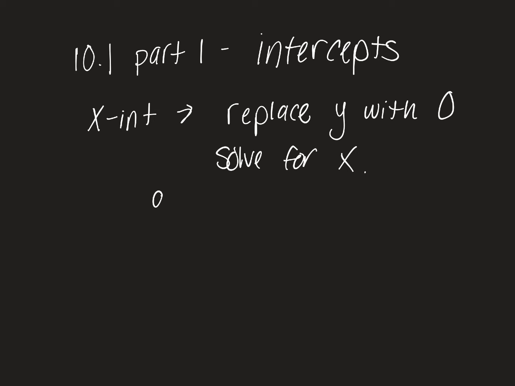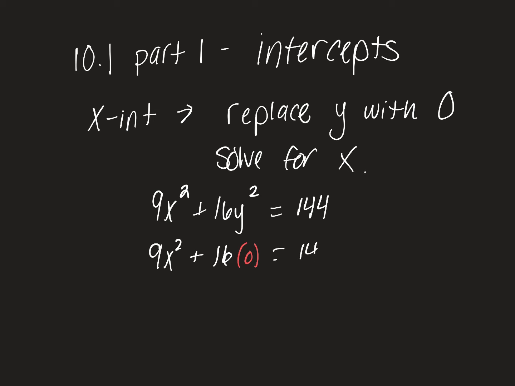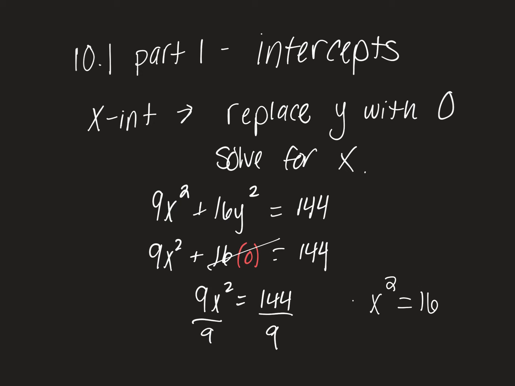So let's say we have the equation 9x squared plus 16y squared equals 144. We're going to replace y with 0. So 16 times 0 cancels out. You have 9x squared equals 144. Divide by 9. So x squared equals 16. Square root both sides. So x would equal plus or minus 4.